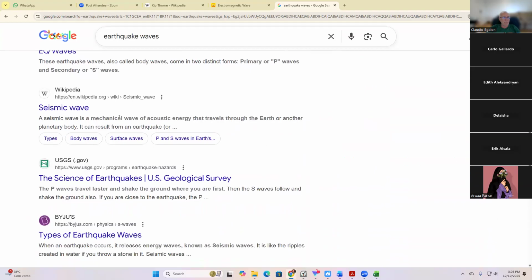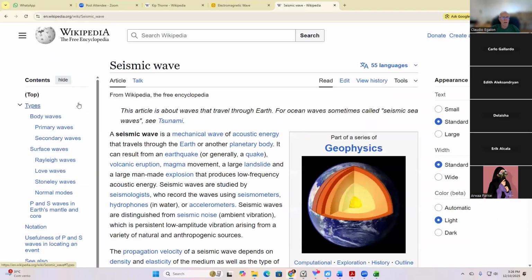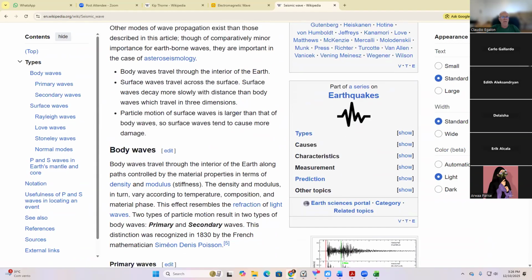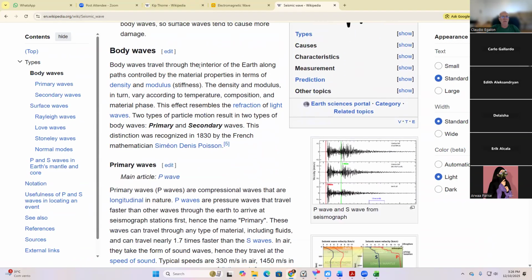Wikipedia, seismic wave. Okay, so there are different types of seismic waves. Let's see if you discover this. Body waves travel through the interior of the Earth along paths controlled by the material properties in terms of density and modulus. You have the primary and secondary waves.